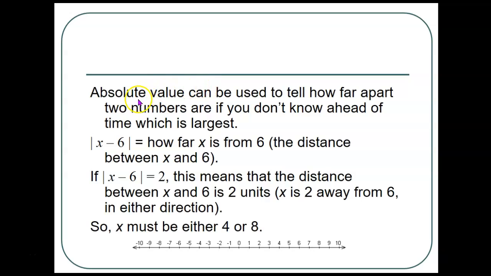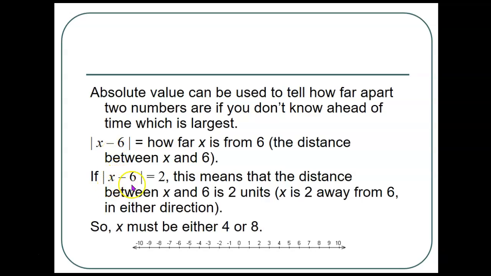And absolute value can be used to tell how far apart two different numbers are from one another if you don't know ahead of time which one's largest. If you did know which one was the largest, you could just take the bigger number minus the smaller number, and that would be how far apart they are. But if you don't know ahead of time which one's the bigger number, you can still subtract, but then you take the absolute value. So the absolute value of x minus 6 would represent the distance between x, whatever it is, and 6, how far x is away from 6.